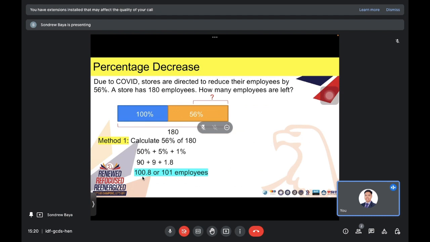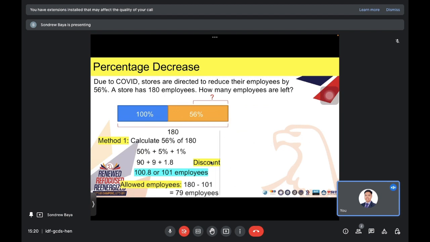Now, since we cannot have a 0.8 employee, we can round this up to approximately 101 employees. So we're going to remove 101 employees. We're going to reduce the store's employees by 101. Therefore, the allowed number of employees will just be 79 employees. So this is the decrease, not the discount, but the decrease in the number of employees.